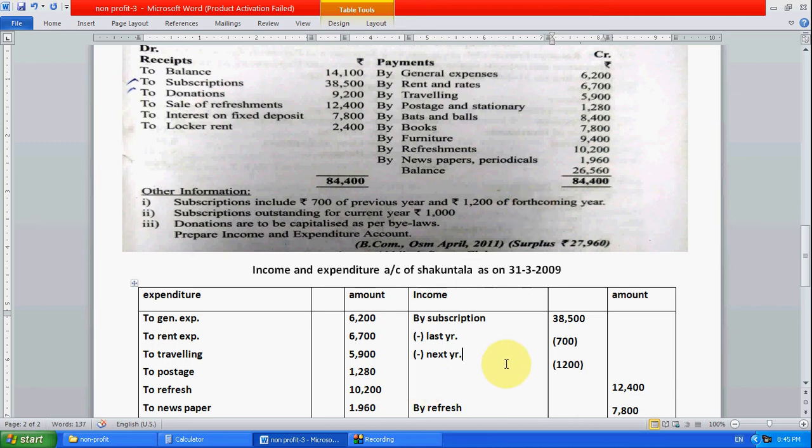But here the present year is also given. So present year outstanding, subscription outstanding for current year, so that is to be added. Subscription means little income, small donation from people. Current year subscription. How much is the current year subscription? Right here, current year subscription. Don't write in bracket, bracket means minus. Current year is 1,000 subscription. And this 1,000 is for next year. So now all the entries are over. Last year, next year deduct, current year will be added.